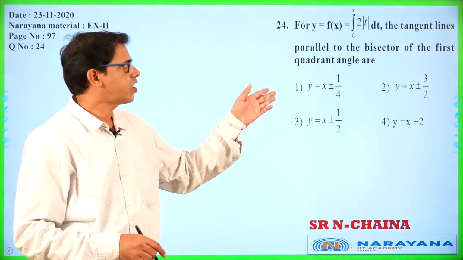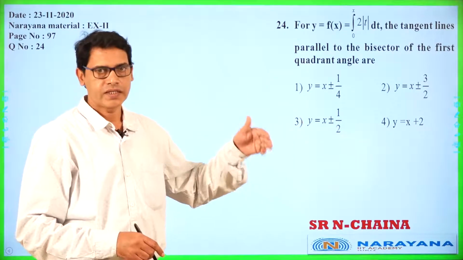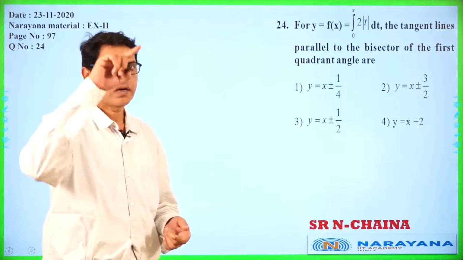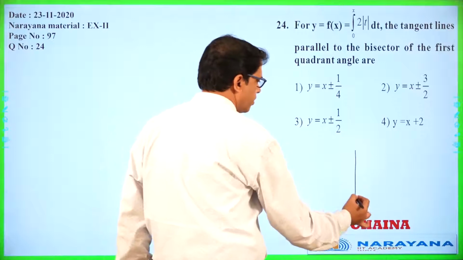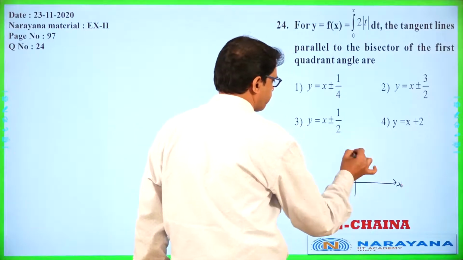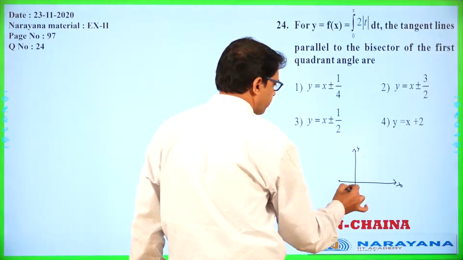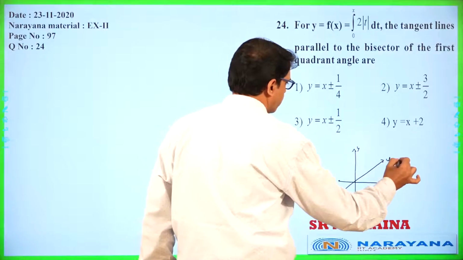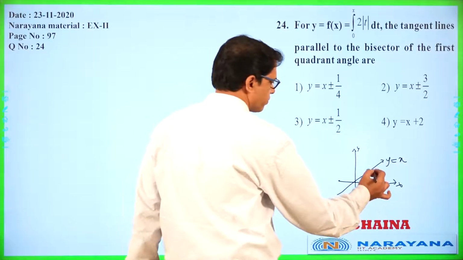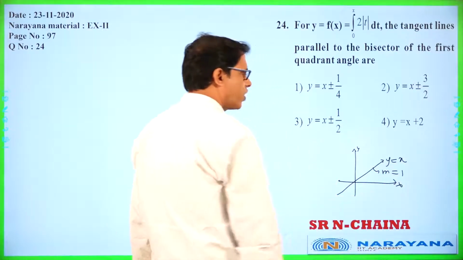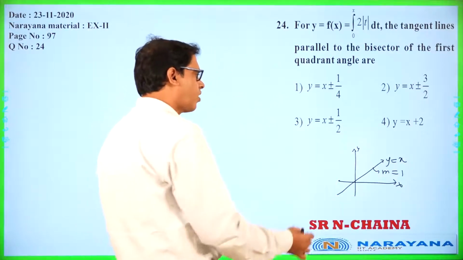The tangents are parallel to the bisector of the first quadrant. Taking the coordinate axes, this is the bisector. The equation is y is equal to x, which means the slope m will be 1. So the tangent is parallel to this one.